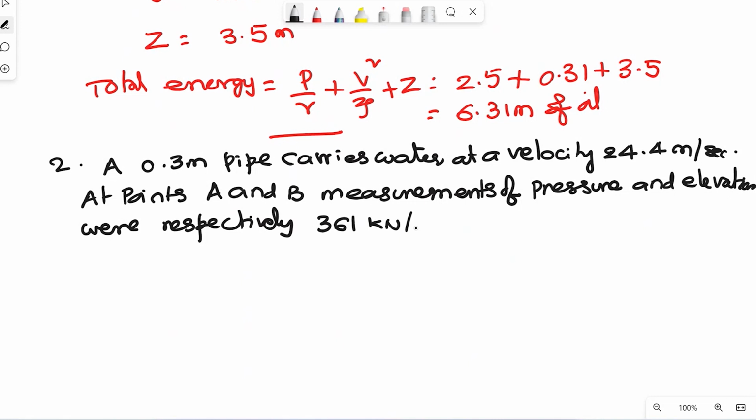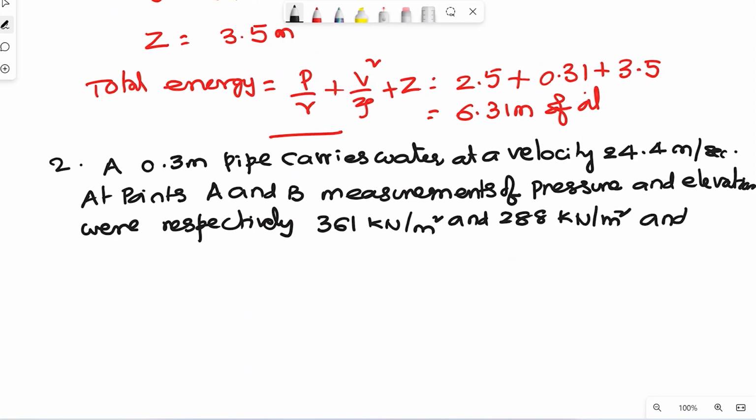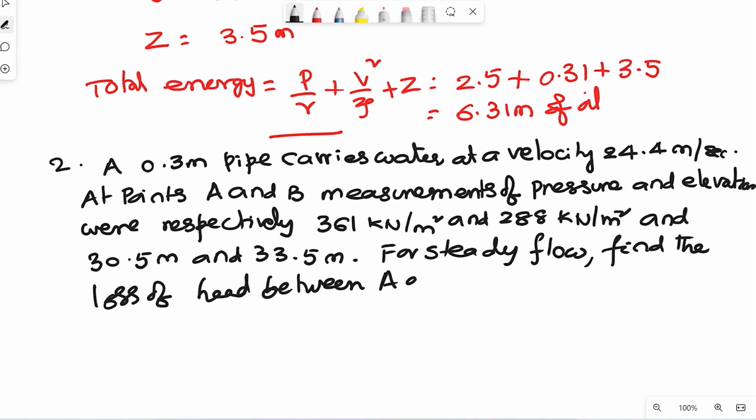361 kilonewton per meter square and 288 kilonewton per meter square. And the elevations are 30.5 meters and 33.5 meters. For steady flow, find the loss of head between A and B.